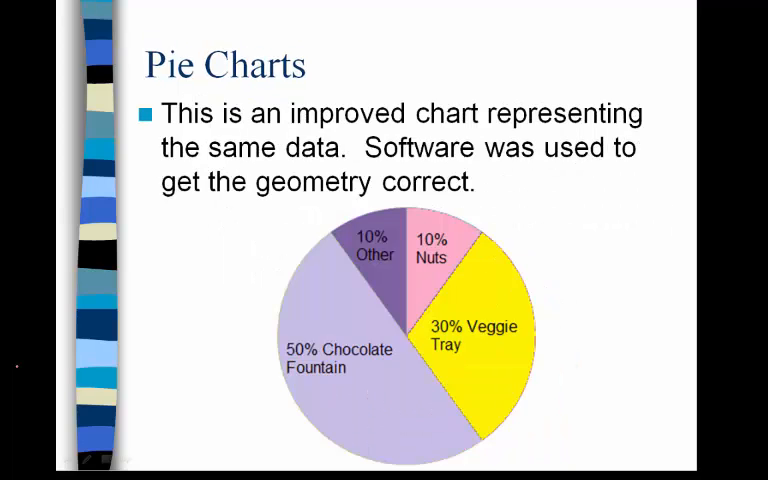Here's an improved chart representing the same data. Software was used to get the geometry correct. Otherwise, you would have to get out a compass and protractor to draw your circle and measure the angles.